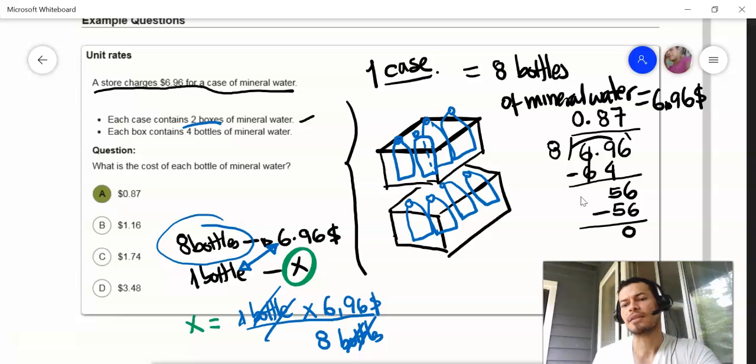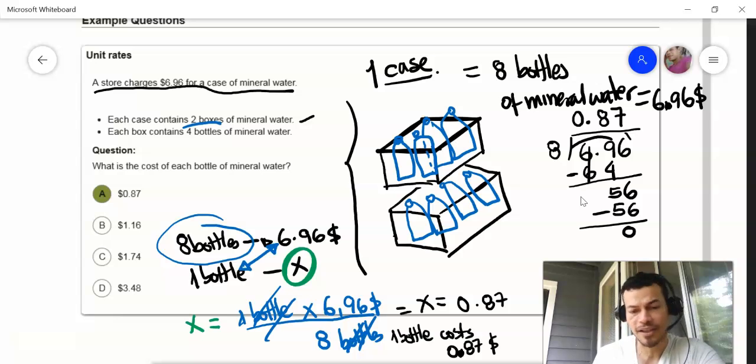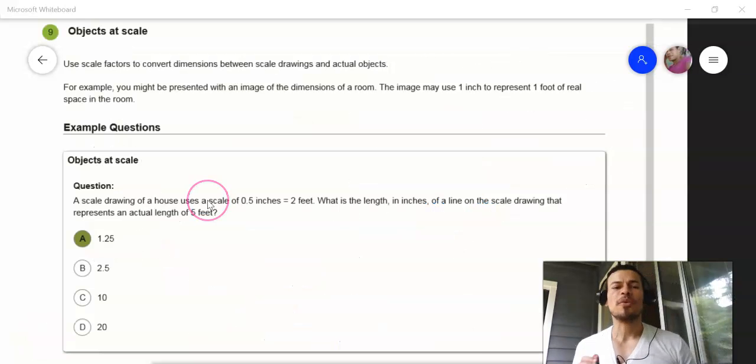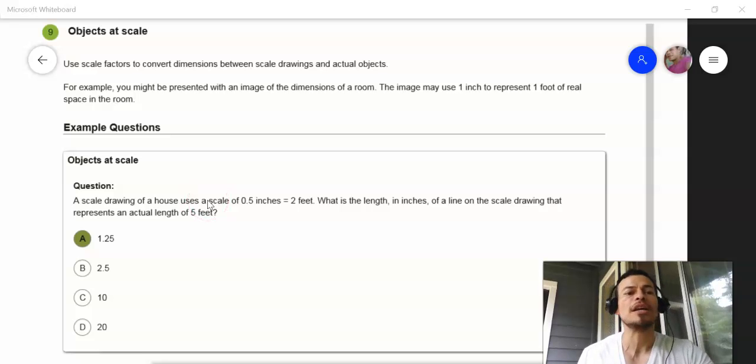And then you subtract that, and then you got that one bottle, x equals 0.87. So that means that one bottle costs $0.87. So the correct answer is option A, $0.87.